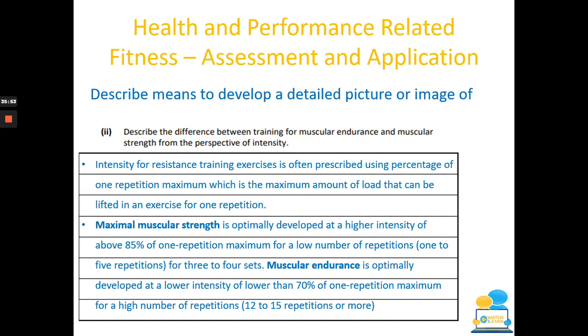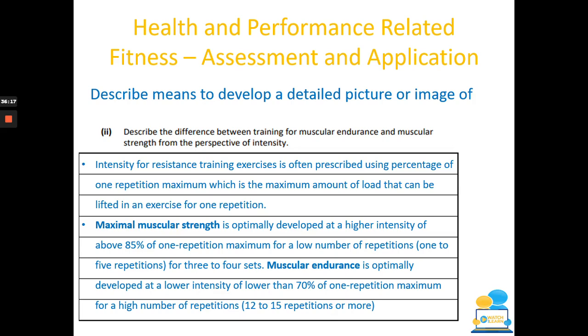Our next question is asking us to describe the difference between training for muscular endurance and muscular strength from the perspective of intensity. So intensity for resistance training is often prescribed using percentage of 1 repetition maximum, which is a maximum amount of load that can be lifted in exercise for 1 repetition. So as we described with the bench press exercise for the heptathlete earlier.